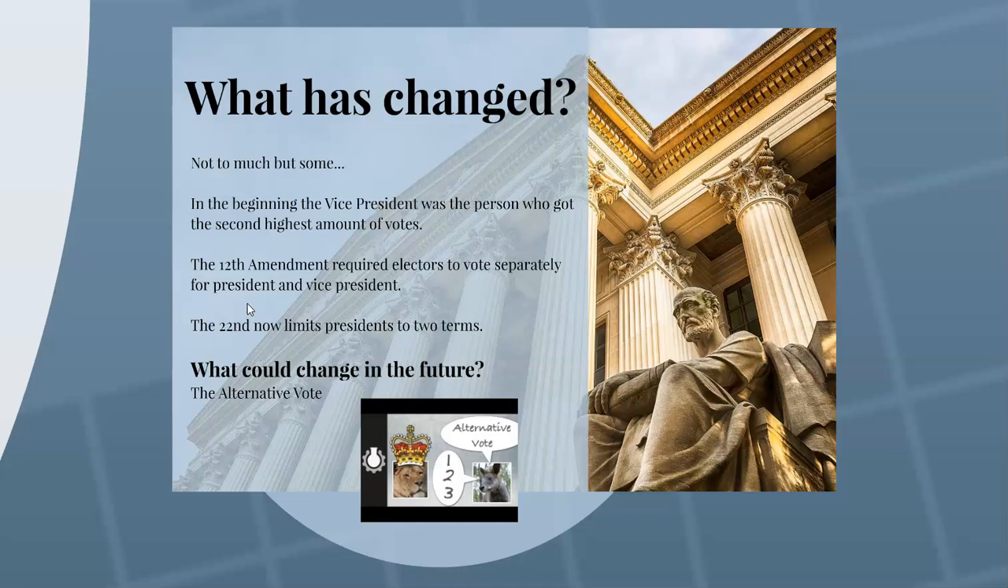Now, what could change in the future? Because some people don't like the winner-take-all system, where whoever wins gets all of the Electoral College votes, and they don't necessarily feel that their vote is the most represented. So, there is this new kind of trial being done. I think Maine is actually one of the states doing it. I think there might be a couple more states, but I don't remember. And some other countries have already done this. It's called the alternative vote.